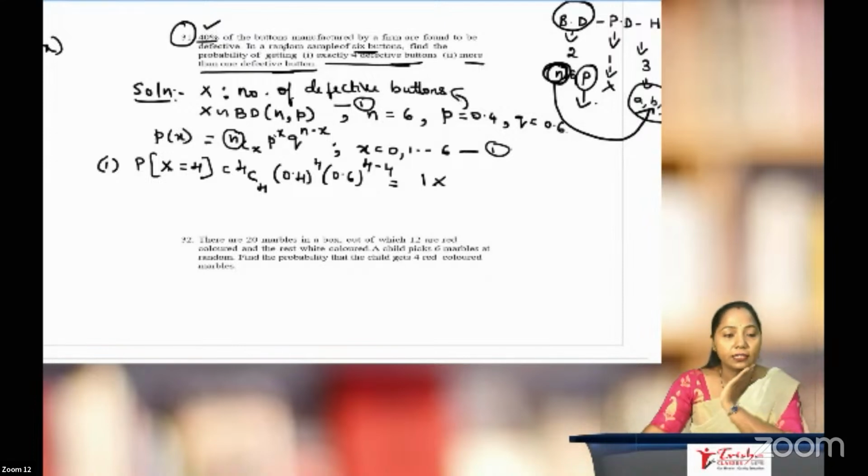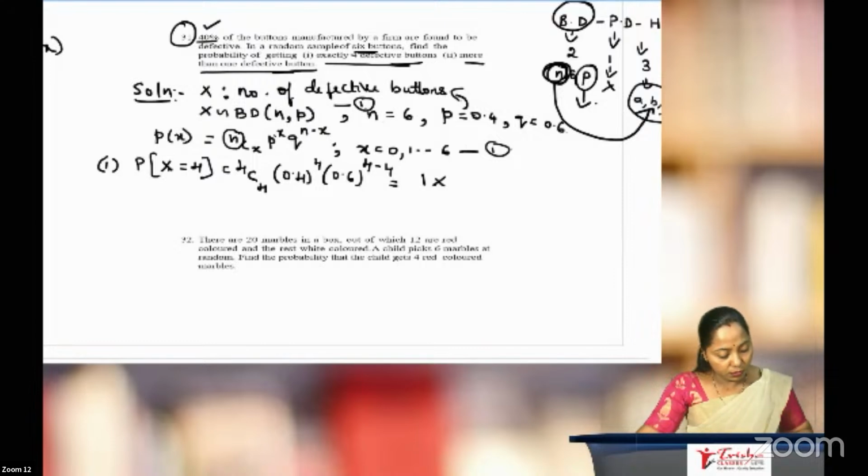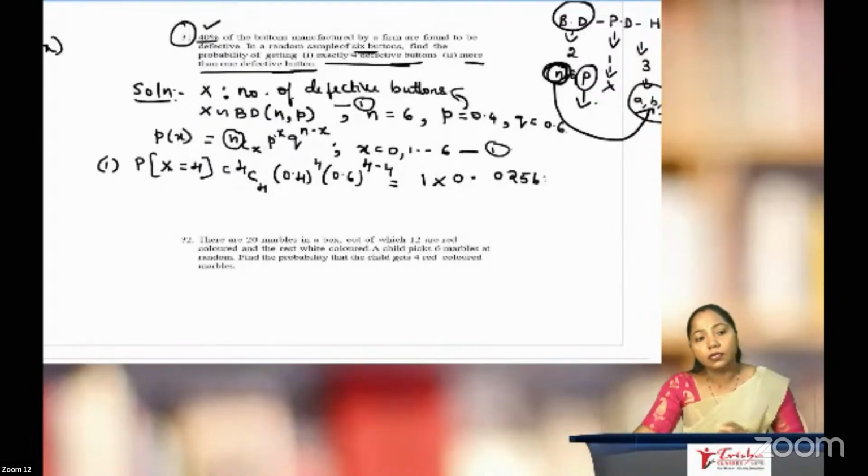Can you calculate and get the value? Give me the value. 0.4 to the power 4. 0.4 power 4 is 0.0256. Okay, I'm using a scientific calculator.